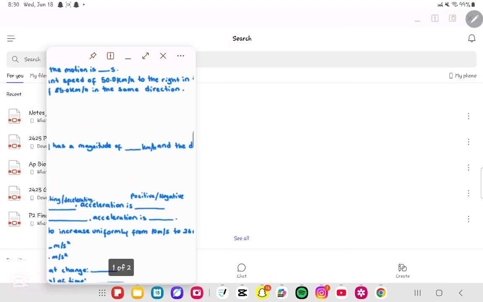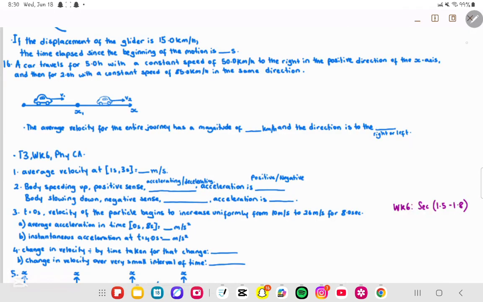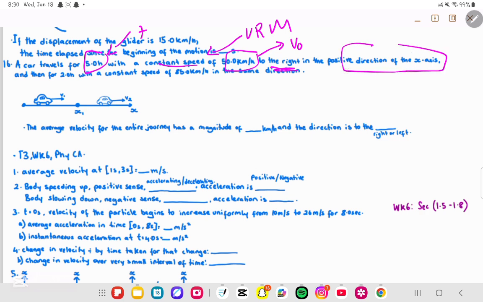What does it say in question number 16? Oops, my apologies. In question number 16, it says a car travels for 5 hours. This is the time, with a constant speed. So constant speed means URM, of 50 kilometers per hour. This is V initial, to the right in the positive direction of the x-axis. And then 2 hours, this is the other time, so let's say this is time 1, time 2, with a constant speed. So again, URM of, if I'm not mistaken, 85. This is the second velocity. So 85 kilometers per hour in the same direction.